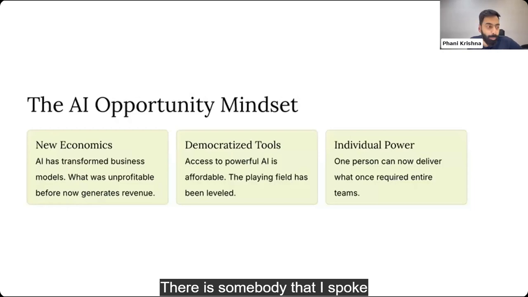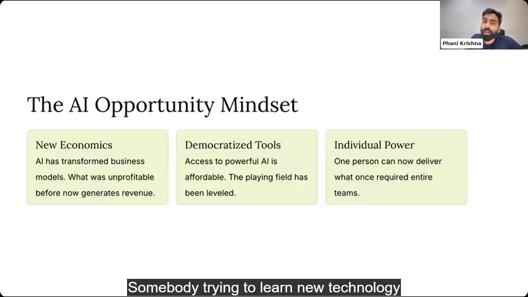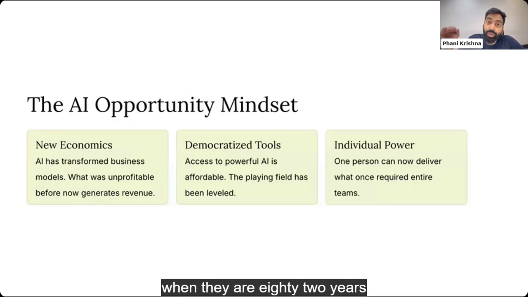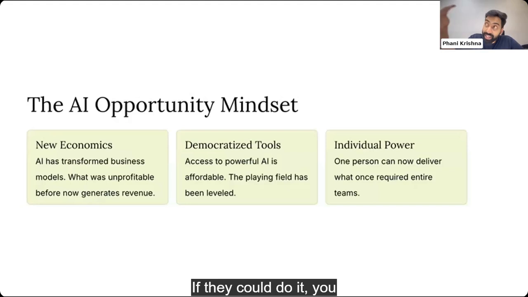There is somebody that I spoke to very recently who attended this kind of a mastermind itself, this kind of a training session itself. And you will be mind blown to know that she was somebody of the age 82 years, somebody trying to learn new technology when they are 82 years old, wanting to get into consulting, right? That is the kind of effort and the kind of passion that people are putting in right now. If they could do it, you can do it too.